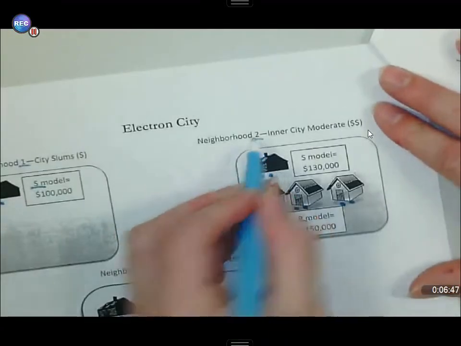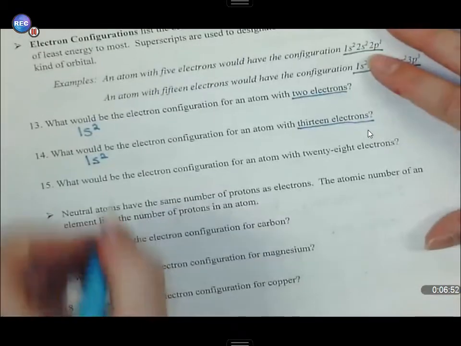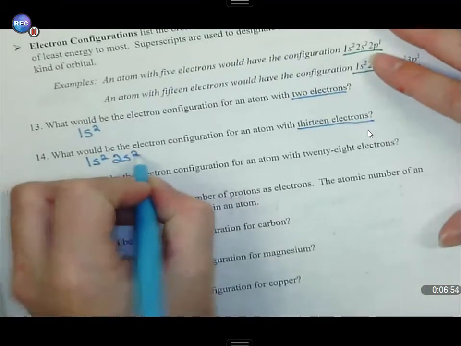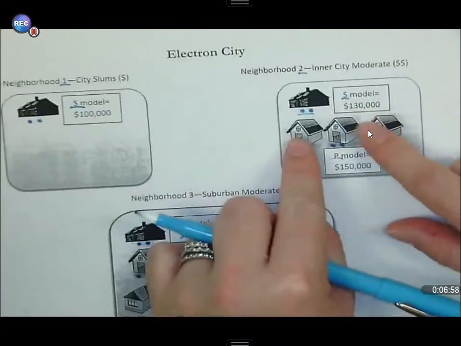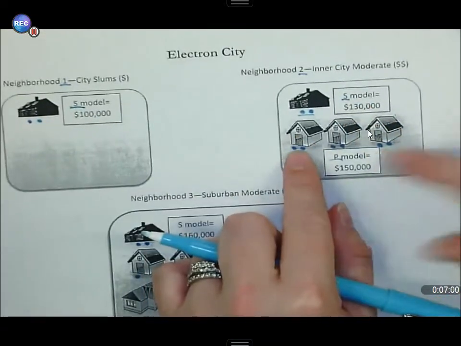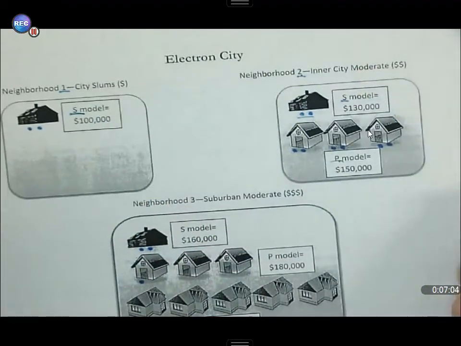Okay, let's go look at our next house. We have 2s2. Then we've already labeled these 2, so now we're moving to the P houses. So we have 2p, and we have to count how many electrons we have in these houses.